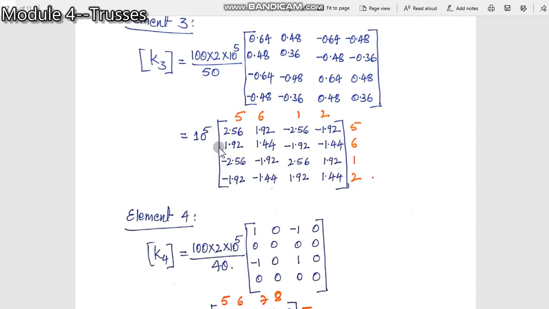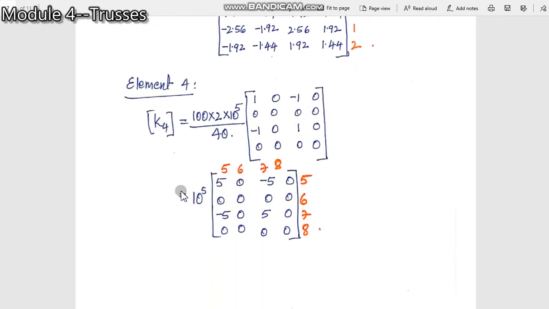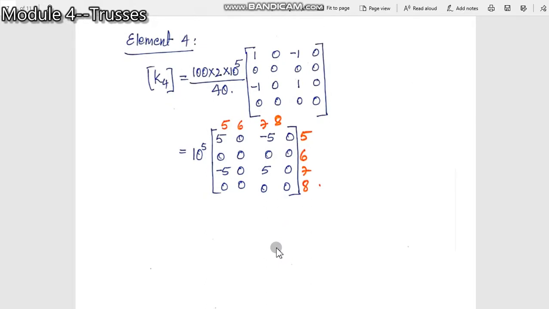10 raised to 5, you take it outside, and this is important: 5612, 5612, this is the element connectivity. Element 4 is also the same thing, you can substitute 5678, 5678. So you got all the K1, K2, K3 and K4.